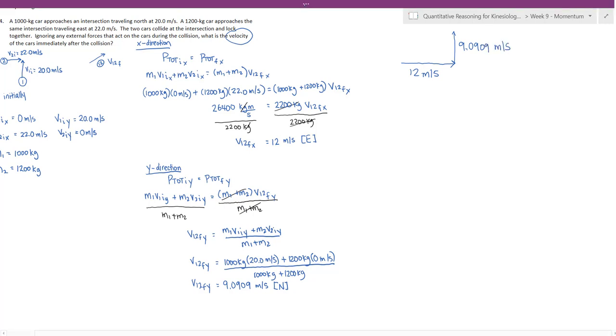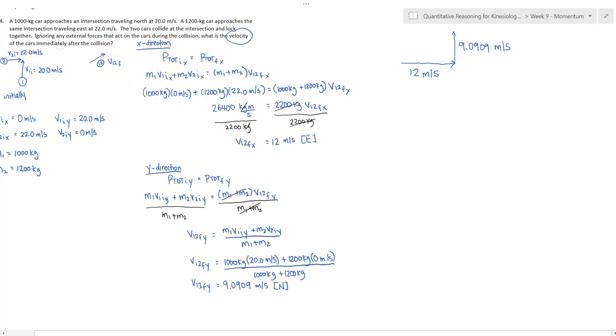So the resultant would be the hypotenuse of that. If I were to draw it, it would start from the beginning of the first vector and end at the end of the last vector. So this right here is v12 final. This is the x component, this one's the y component, and the hypotenuse is the resultant.